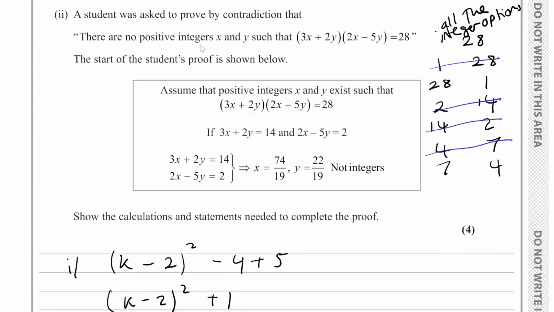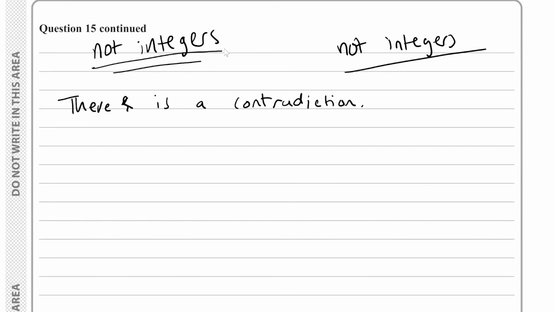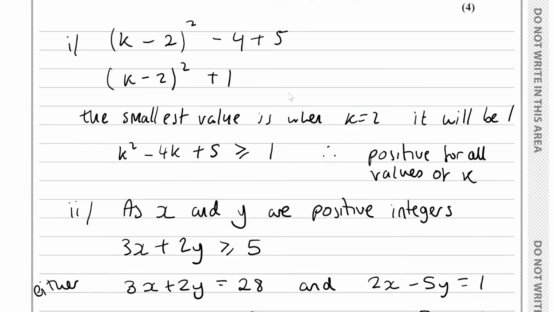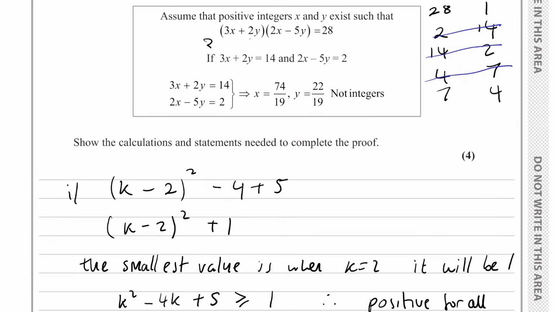Therefore, there are no positive integers x and y such that (3x plus 2y) times (2x minus 5y) equals 28.